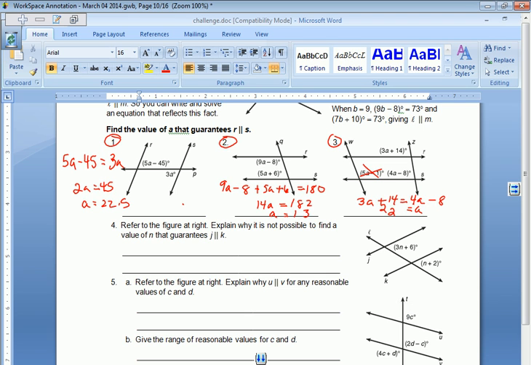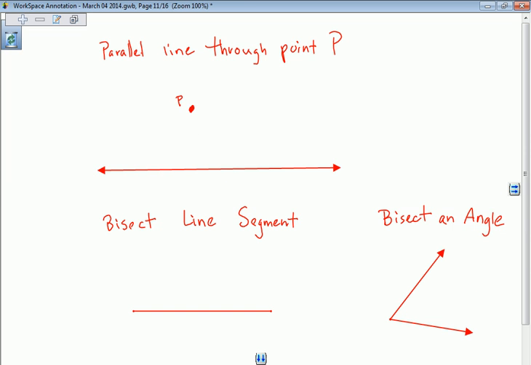Now, you have quite a few problems to practice for homework. But before we start our homework, we're going to have more practice with constructions. All right, I want a parallel line through a point P that is off the line. I want you to draw a line segment and then bisect it, and draw an angle and then bisect that. Go. Yeah, right now. I didn't understand how to do the parallel line.